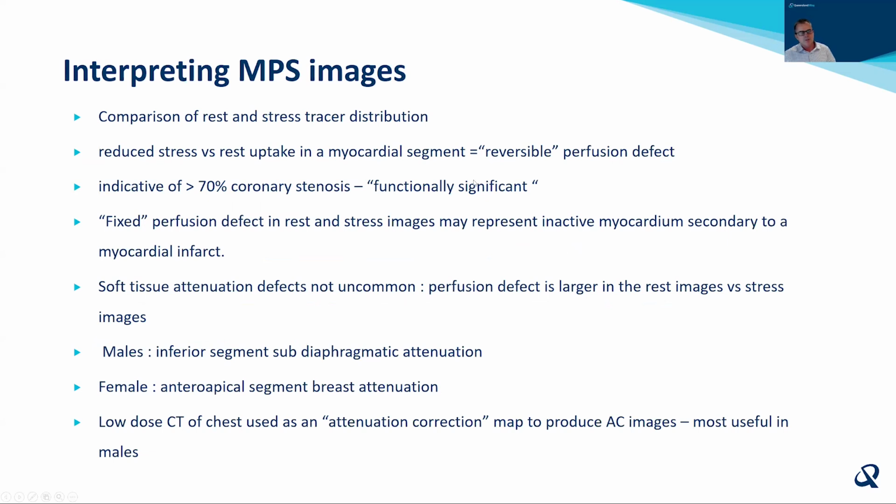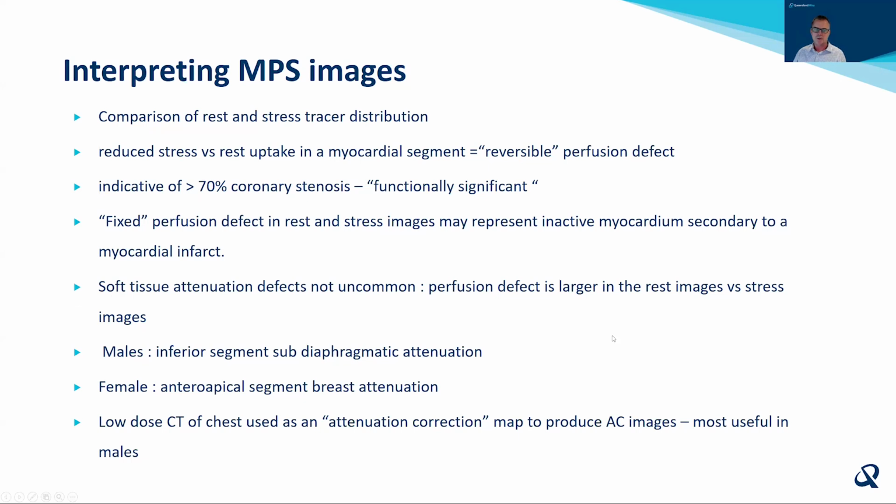So how do we as nuclear medicine physicians and radiologists interpret the MPS images? It's basically just a comparison of rest and stress tracer distribution. A reduced stress versus rest uptake in a myocardial segment equals a reversible perfusion defect, and it's indicative of greater than 70% coronary stenosis, which is functionally significant. Now, if the patient has a fixed perfusion defect, it may represent inactive myocardium secondary to an infarct.